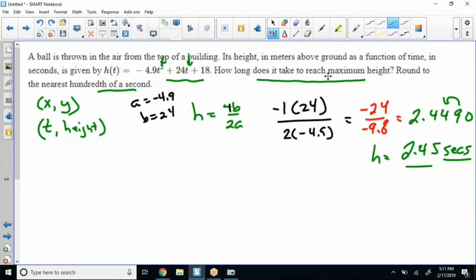They just said, how long did it take? So it's a time. But if they said, how high did it go? What was its maximum height? Then you'd have to take that 2.45 and plug it back in for T and get the K value, right? So just be mindful of that. You'll be okay.